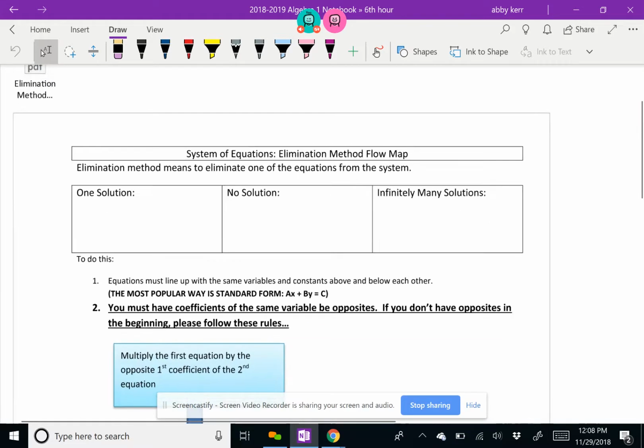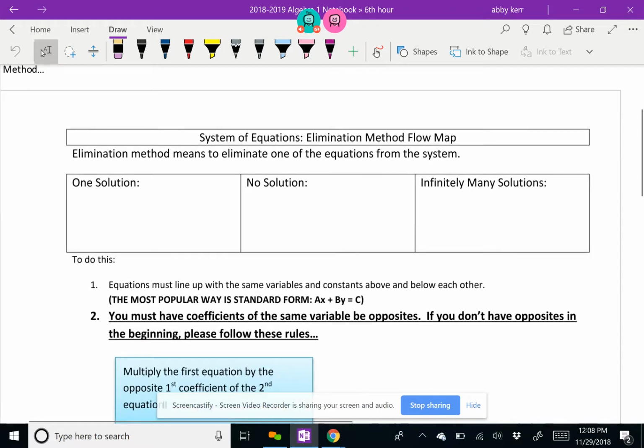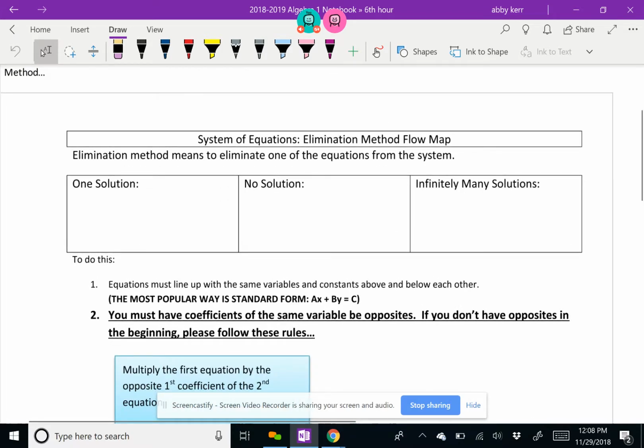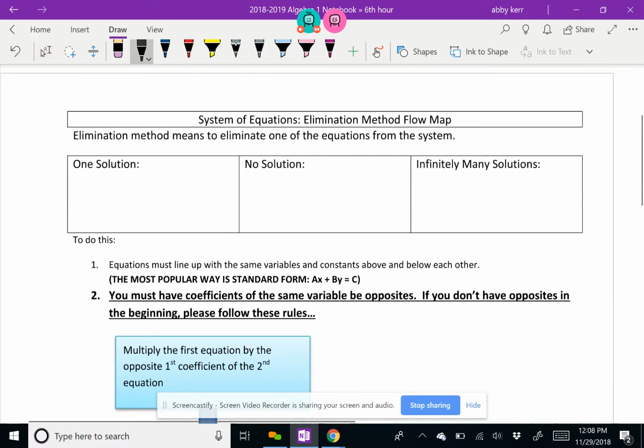Okay, for these notes, we're going to do the system of equations elimination method. You're still going to get three different types of answers, whether it's one solution, no solution, or infinitely many. So a one solution will always be an ordered pair, and that would be x comma y.